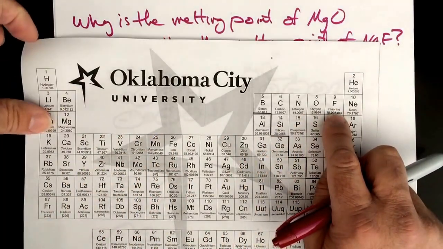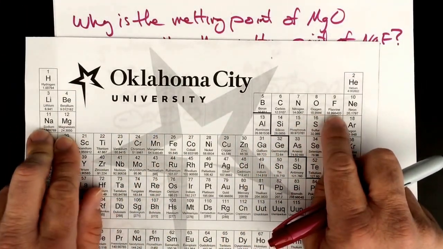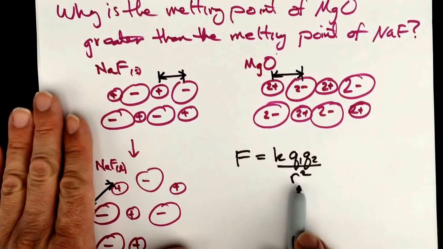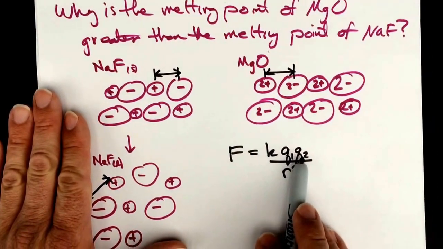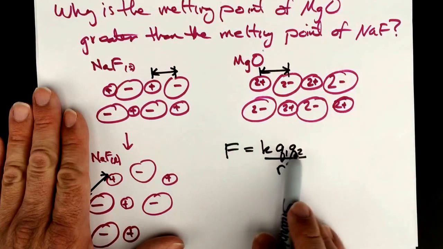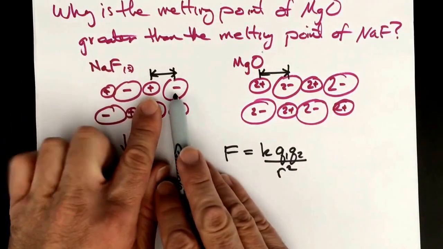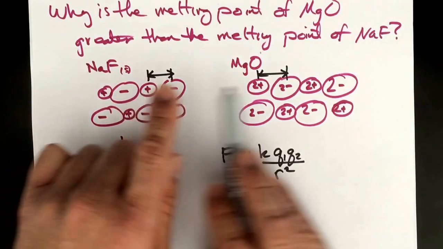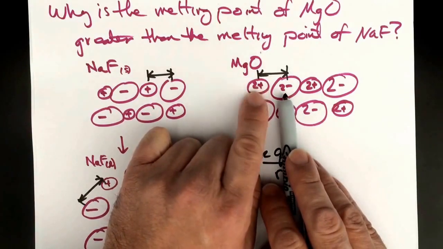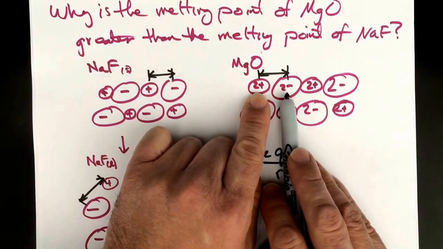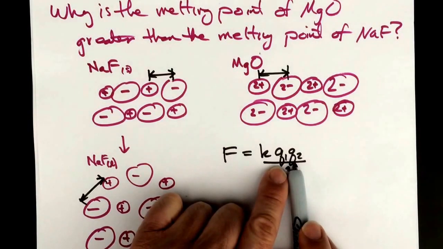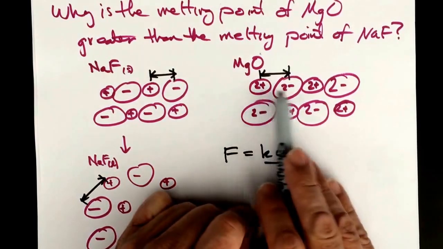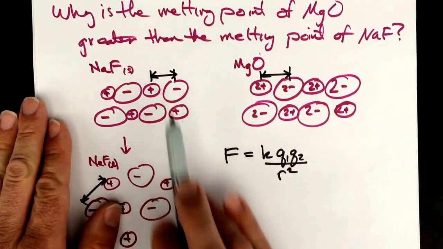But overall, the ions involved in this are about the same sizes, so the distance between them in a lattice is going to be about the same. So that means we don't have to worry about distance. The only thing we have to worry about is the charge. The charge tells us that for sodium fluoride, which has +1 and -1, the product of those charges is -1. For MgO, the product of the charges is +2 times -2, which is -4. So Coulomb's law predicts that it requires 4 times more force to separate the +2 and -2 charges in MgO than it does to separate the +1 and -1 charges in NaF.